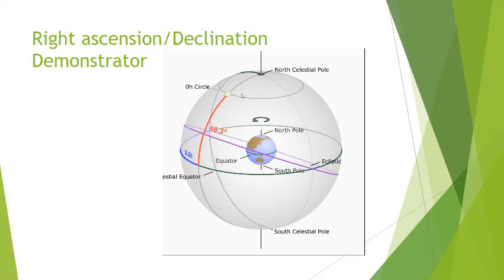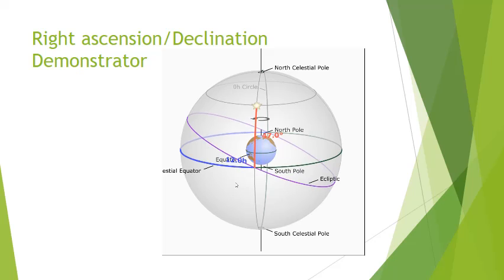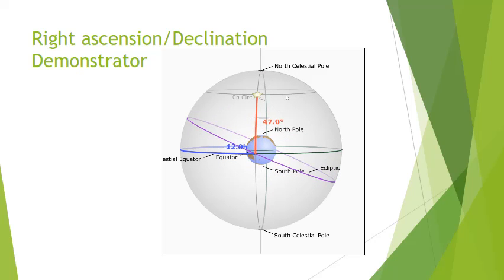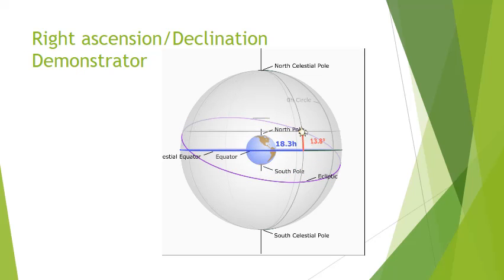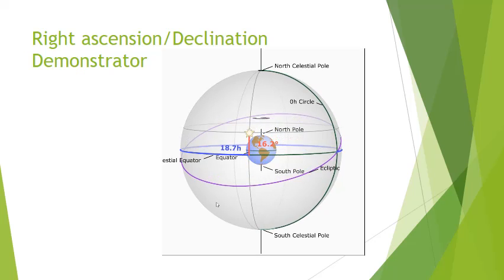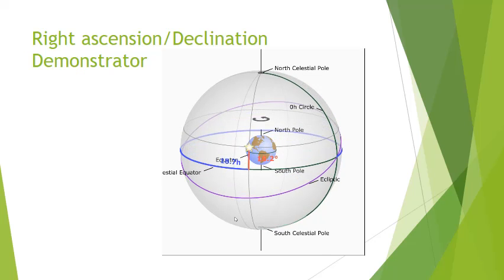If I find a star that is on the same right ascension line as my autumnal equinox, notice that it's got a declination of positive 47 and a right ascension of 12 hours. Notice if I had a star right on the celestial equator at the autumnal equinox, it's going to have a declination of 0, and it's going to have a right ascension of 12 hours. Now if I'm over here, notice my ecliptic is now below my celestial equator.